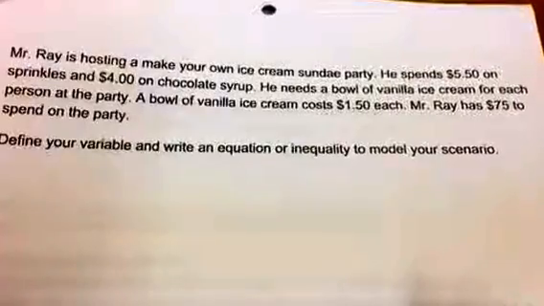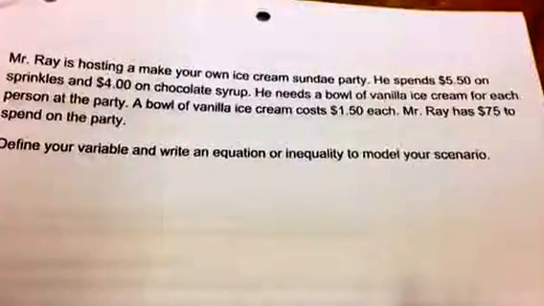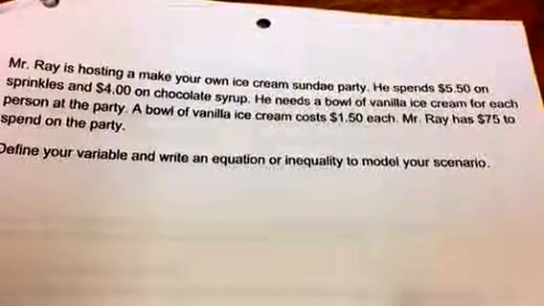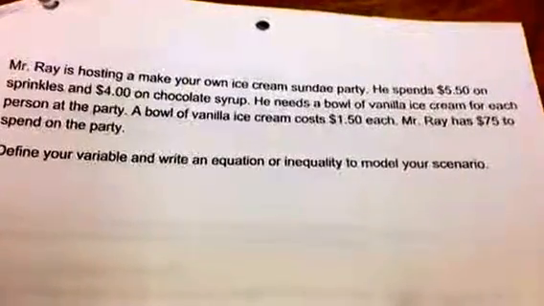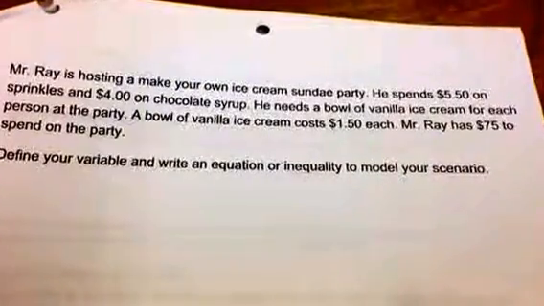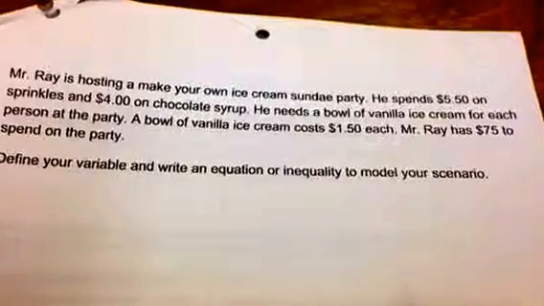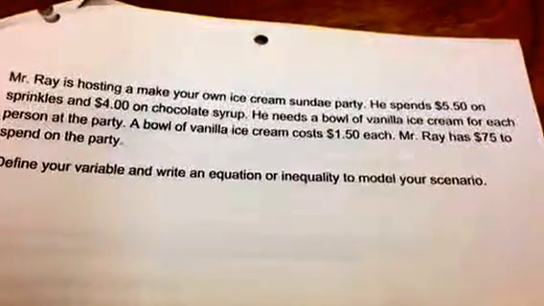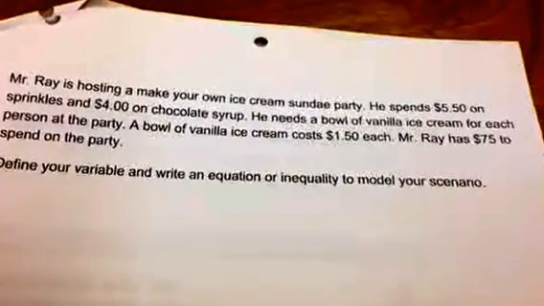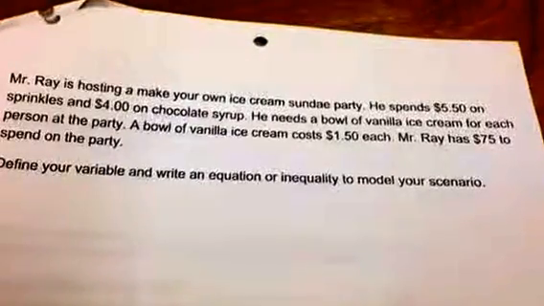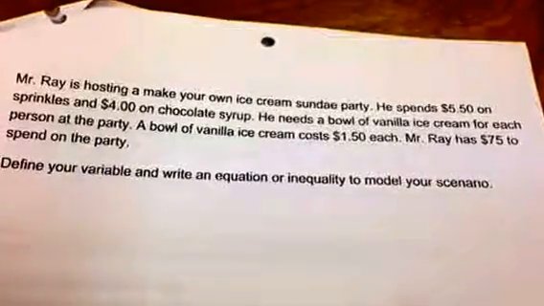It says, Mr. Ray is hosting a make-your-own ice cream sundae party. He spends $5.50 on sprinkles and $4 on chocolate syrup. He needs 1 bowl of vanilla ice cream for each person at the party. A bowl of vanilla ice cream costs $1.50 each. Mr. Ray has $75 to spend on the party. Define your variable and write an equation or inequality to model your scenario.